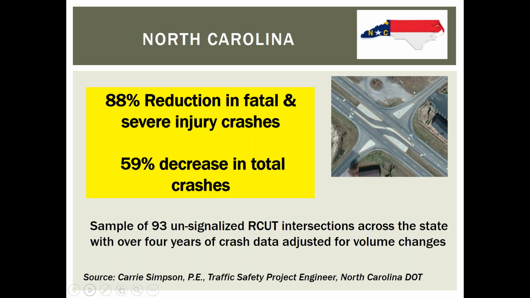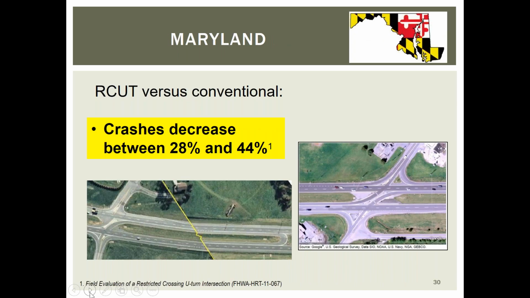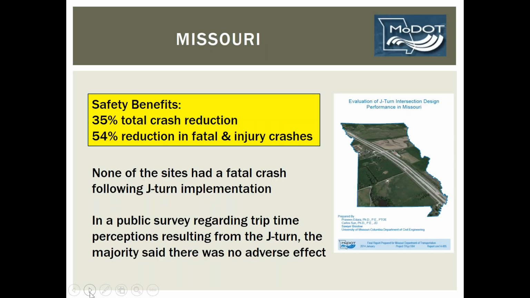That's on par with the type of crash reductions we see from roundabouts in terms of reductions in fatal and severe injury crashes. Very, very impressive. Maryland also has a lot of unsignalized R-CUTs, and they've done their own studies and found crash reductions between 28 and 44% on some of the Maryland R-CUTs. Missouri has done an evaluation of R-CUTs, J-turns, and found very impressive crash reductions.